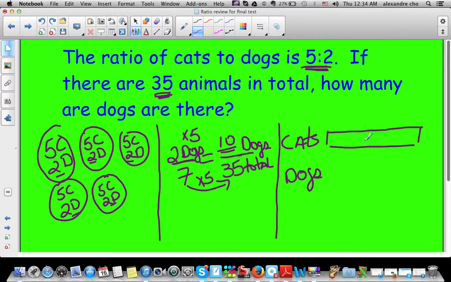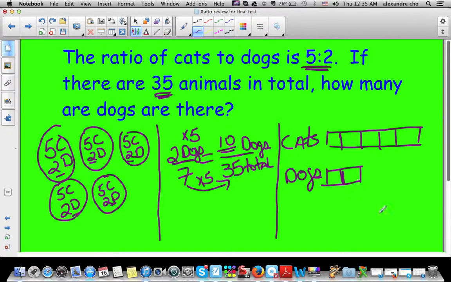I'm going to make 1, 2, 3, 4, 5. 5 cats, right? And then how many dogs? 2. All right. So each box represents one single animal. So one cat, one cat, one cat, one cat, one cat. There's 5, and then 2 dogs.